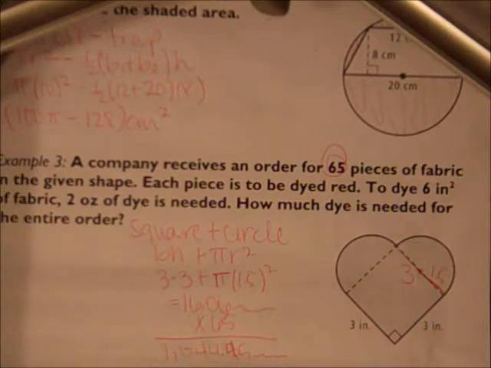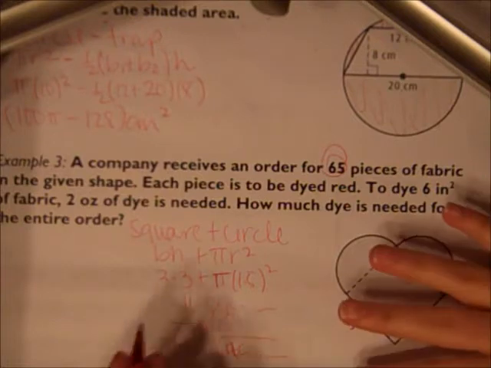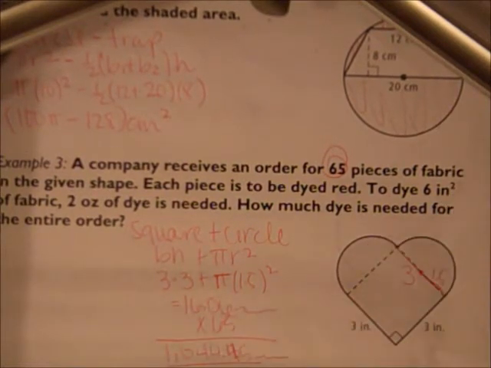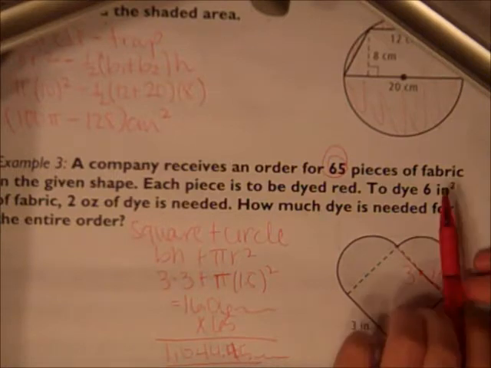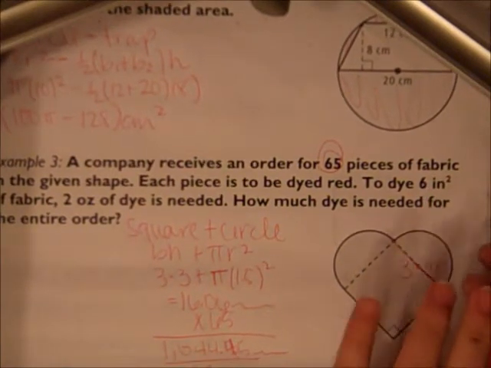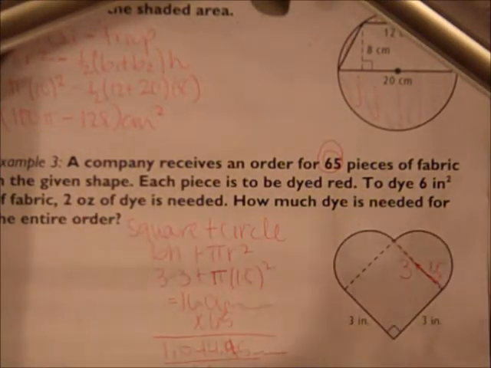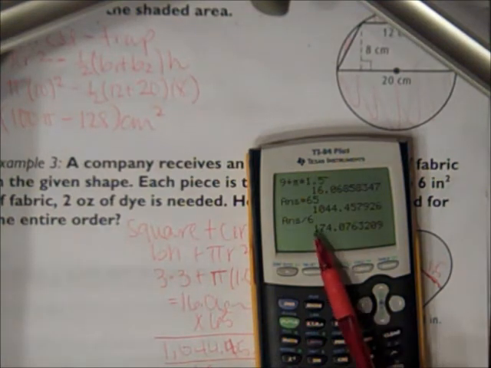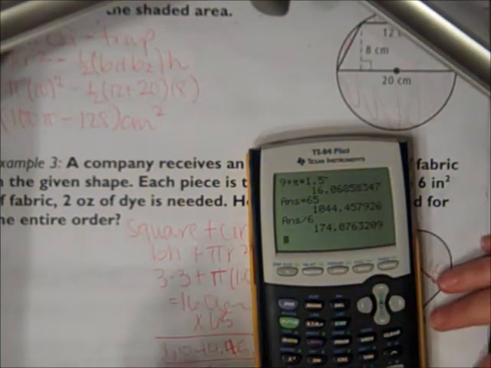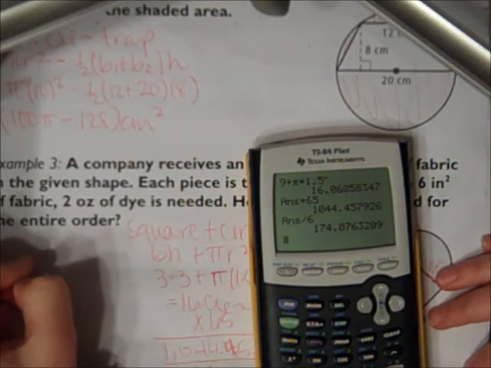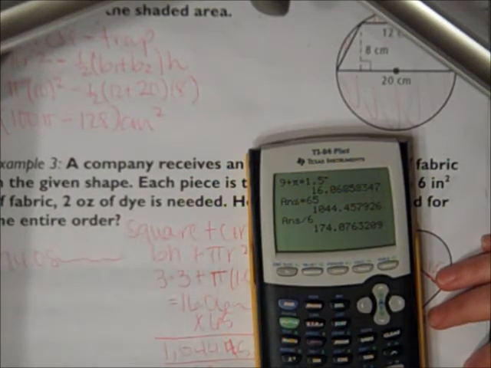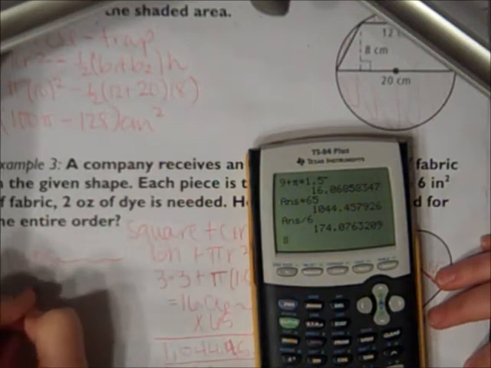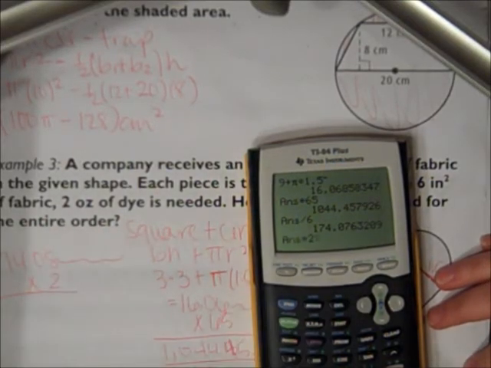So now it says to dye 6 square inches of fabric, 2 ounces of dye is needed. So let's divide this by 6 so we can figure out how many batches I'm going to be dyeing in. Because basically this is saying I'm dyeing in 6 square inch batches and it takes 2 ounces per batch. So I'm going to divide this by 6. And that means I'm going to need 174 and so on batches. And then it takes 2 ounces per batch. So now I'm going to multiply by 2.